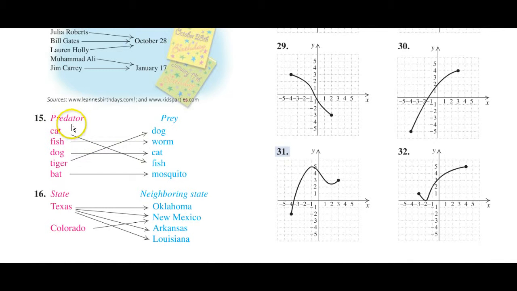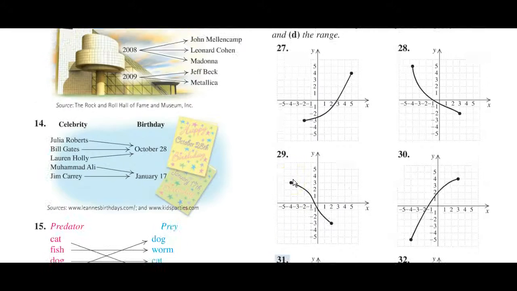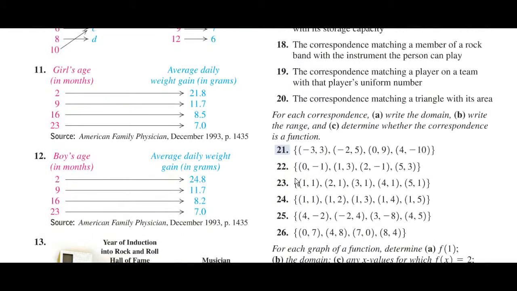Here we have predators and preys. How many lines coming from each one? Just one. This is a function. States and neighboring states. Texas has quite a few lines coming from it. This is not a function. All right, let's go to the other side here a little bit.